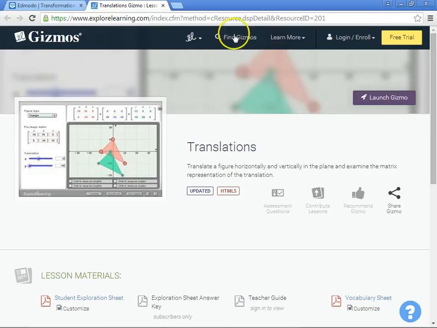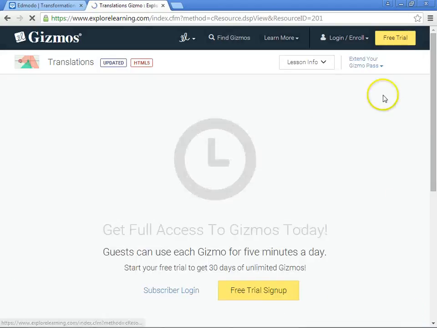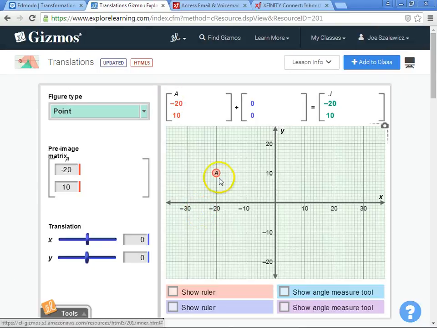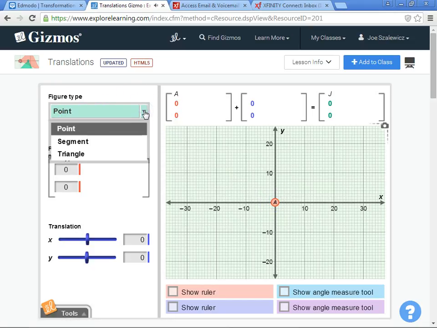So you go to the Explore Learning site. We're going to launch the gizmo without logging in or going for the free trial. Once again, they do time you on the gizmo. And here we'll stop giving the free trial. So looking at our gizmo, here is the figure type, and the options here are a point, segment, or a triangle. We're going to start by translating a point.